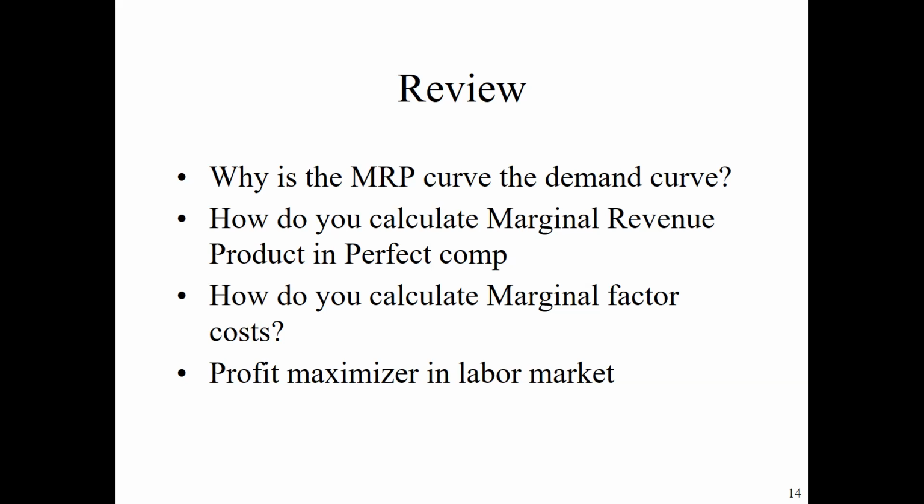And MRP in perfect competition is MP times P. In both perfect and imperfect, it's change in total revenue over change in inputs. And those will come in more handy tomorrow when we talk about imperfect competition. Okay, anything else? We're good? All right. What's the final hash margin? MRC equals MRP.